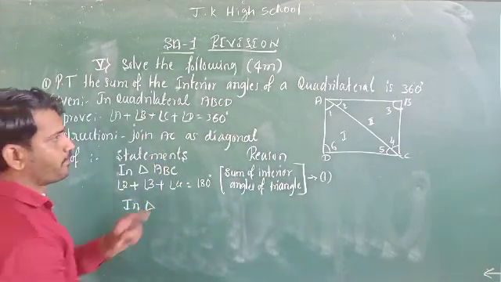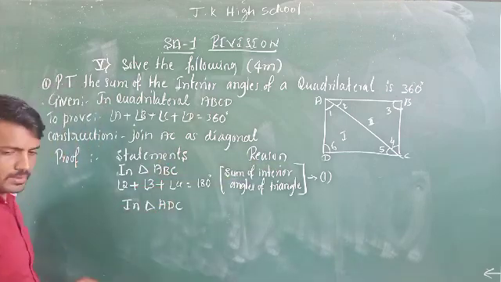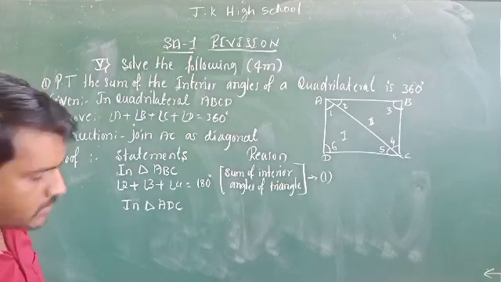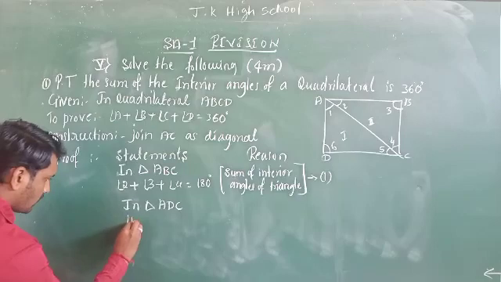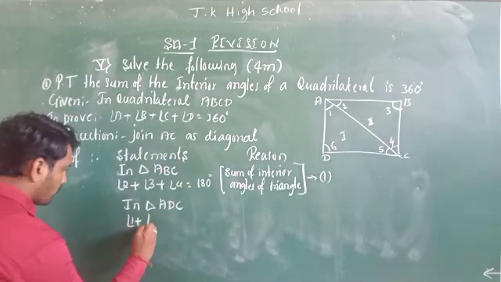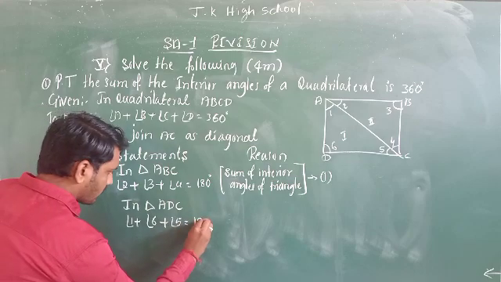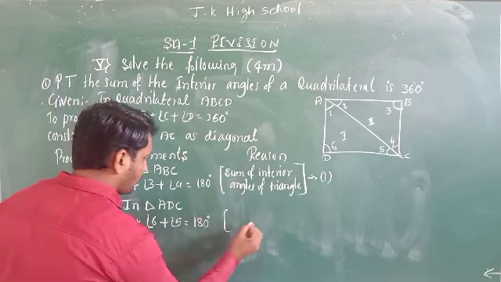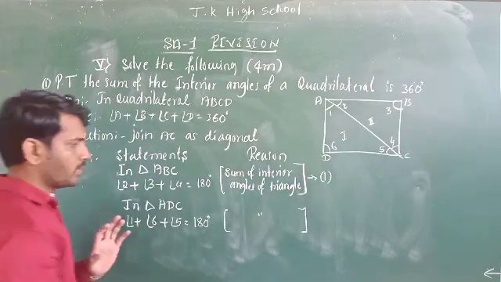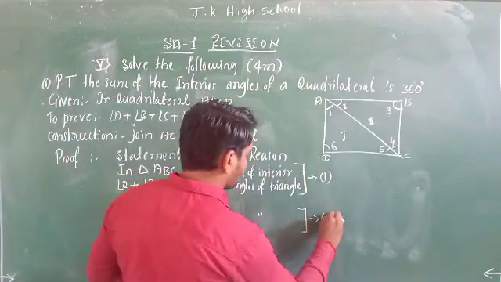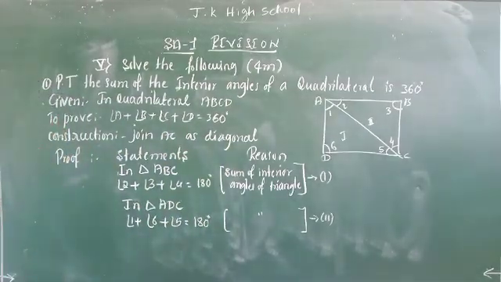Next, in triangle ACD, what all things will we take now? Angle number 1 plus angle number 6 plus angle number 5 is equal to 180 degree. So here also you have to give the same reason. So we'll take it as equation number 2. Correct?